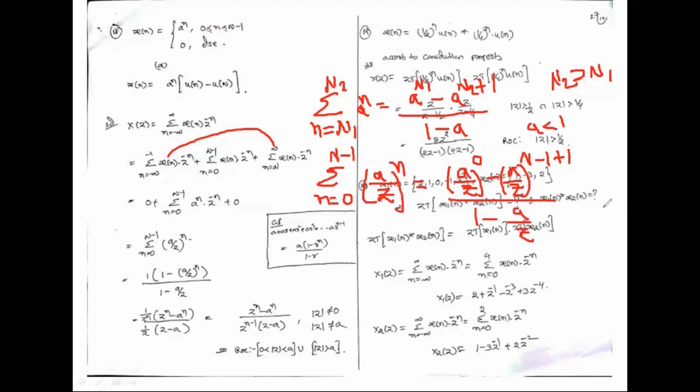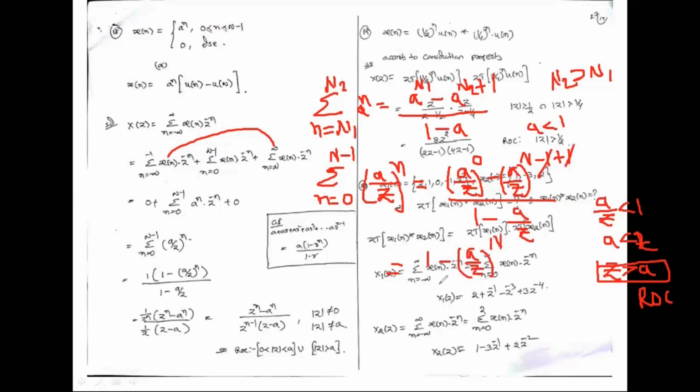According to this condition, what is the a here? a by z is less than 1. So, not a is less than 1, but a is less than z, and z is greater than a. The ROC is z greater than a. Now simplify this function. Anything power 0 is 1, minus (a by z) whole power; minus 1 plus 1 gets cancelled here, giving (a by z) whole power capital N, divided by 1 minus a by z.